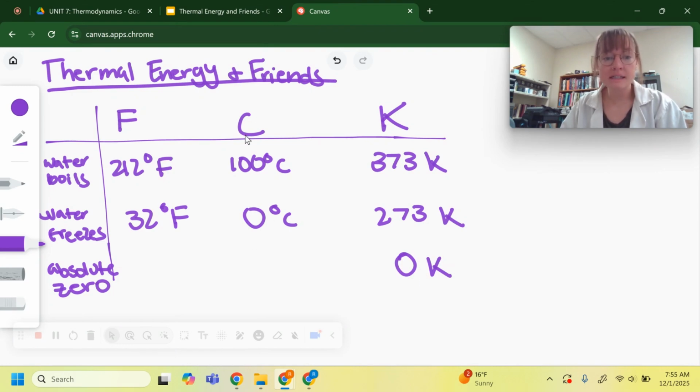So Celsius is based on water. Kelvins are based on the coldest possible temperature ever, which is absolute 0, the temperature at which no particles are moving at all. In Celsius, absolute 0 happens at negative 273 degrees Celsius. In Fahrenheit, absolute 0 happens at negative 460 degrees Fahrenheit.